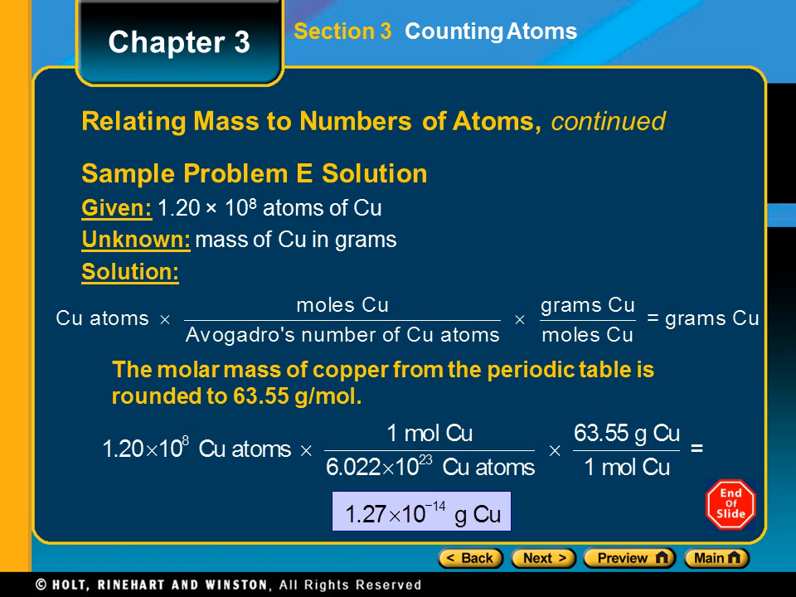You've set this up so that you can eliminate everything, right? Look, copper atoms on top, copper atoms on bottom. Cross them out. Moles of copper on top, moles of copper on bottom. Cross them out. The only thing you've got left is grams. And you do the math, and you get 1.27 times 10 to the negative 14 grams of copper.